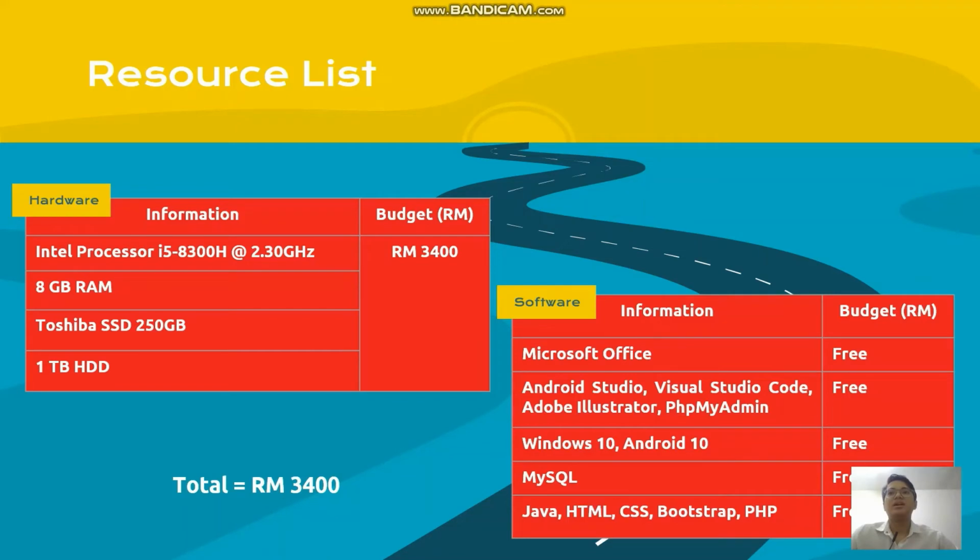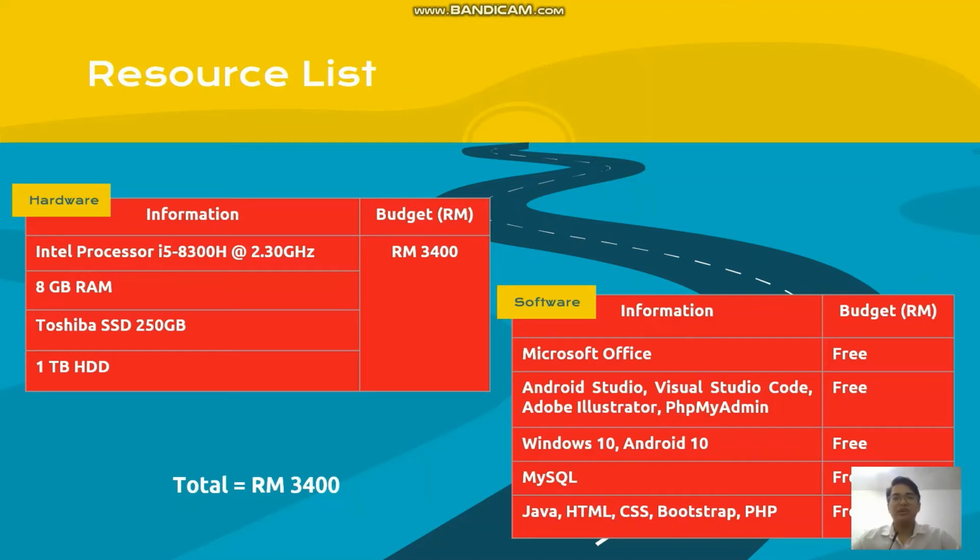And then this is the resource list for the hardware. We are going to use a laptop with an Intel i5 processor, and then 8 gigabytes of RAM, and then a Toshiba SSD with 250 gigabytes, and then a 1 terabyte HDD, and the total for the hardware is 3,400 ringgit.